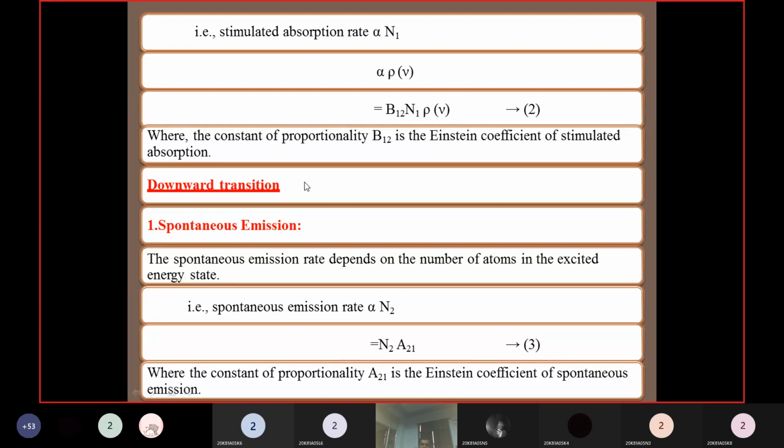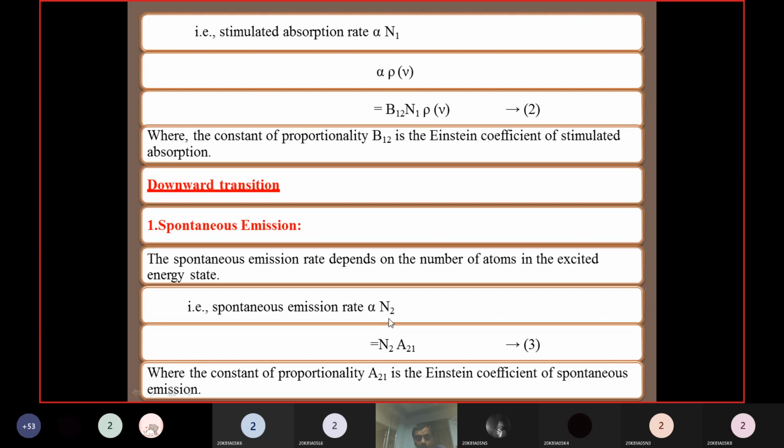Now coming to the downward transition. In case of downward transition, there are two processes. One is the spontaneous emission, and another one is the stimulated emission. First of all, spontaneous emission. In case of spontaneous emission, we are not using any external source. So the rate of emission only depends on the number of electrons in the second energy level, the E2 level.